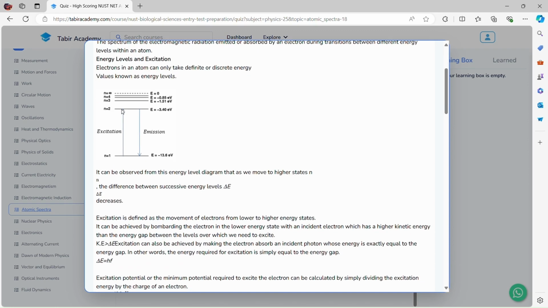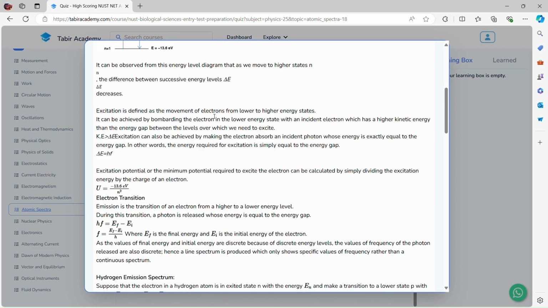Here you can see excitation, where n is 2, 3, 4, and it goes up to infinity, I guess. And here is emission, where it goes from 2 to 1. You can also see these values. It can be observed from this energy level diagram that as we move to higher states of n, the difference between successive energy levels decreases.